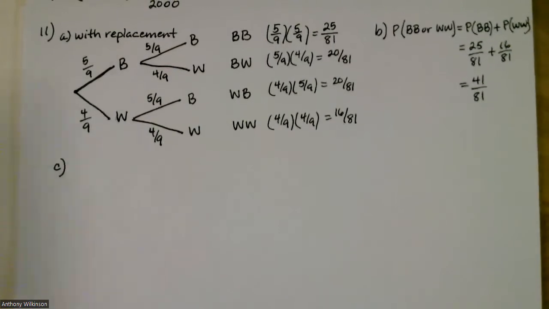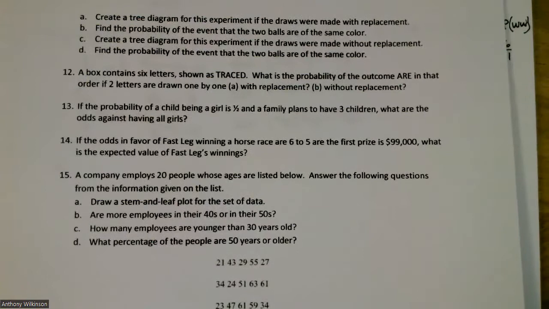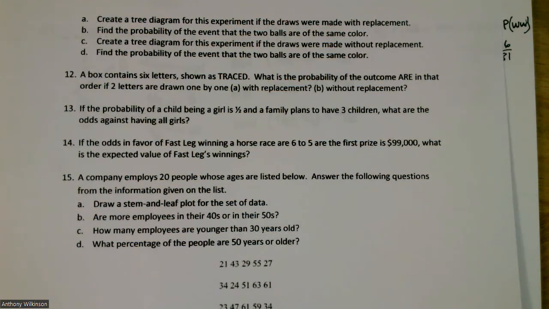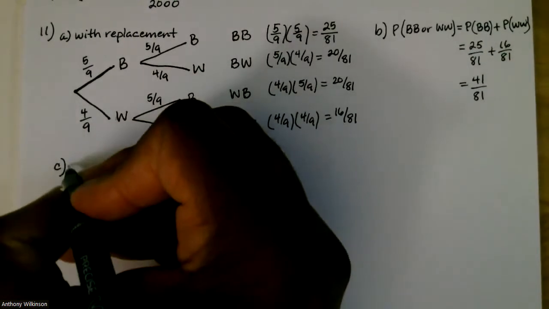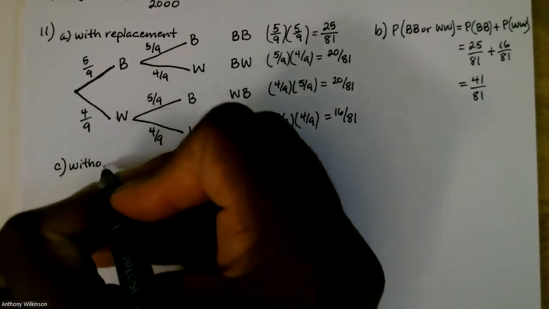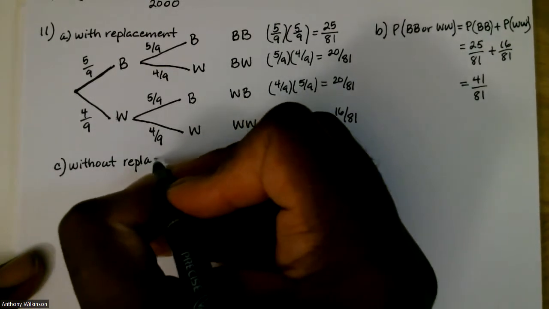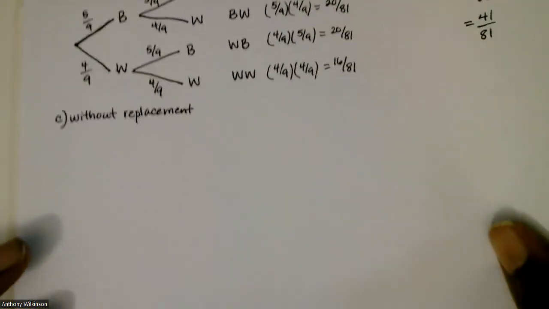Part C is going to be another tree diagram. This time, the draws were made without replacement. That means whatever I draw on the first ball, on the first pick, won't go back in the box when I make my second draw from that box. Okay, so that means our probabilities are going to be different.